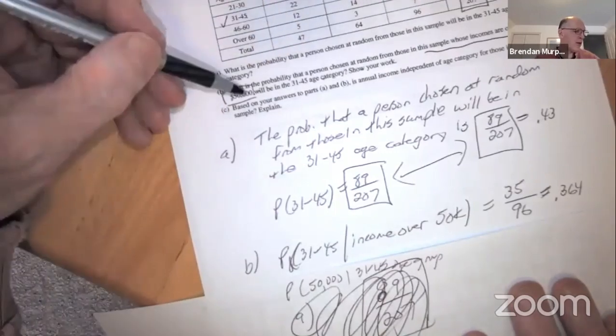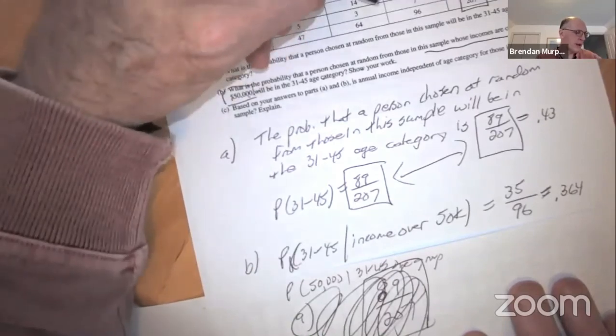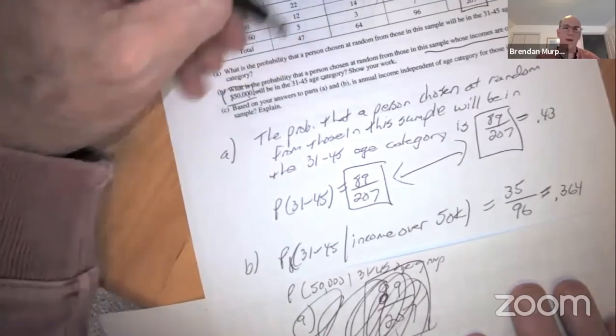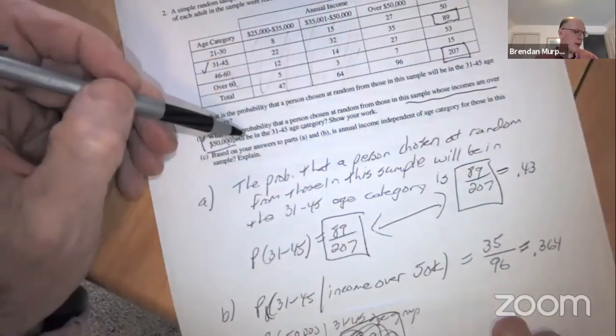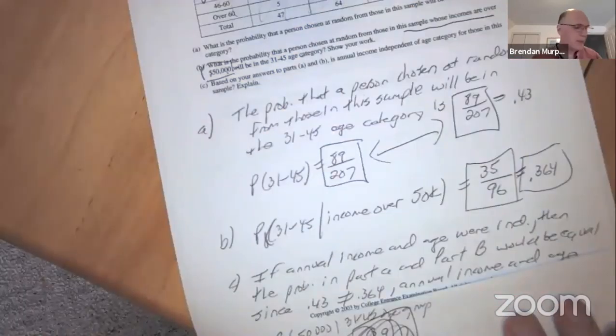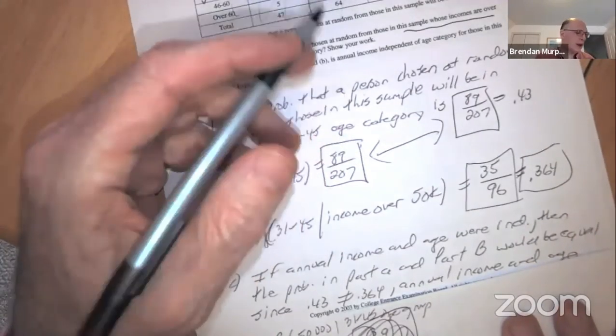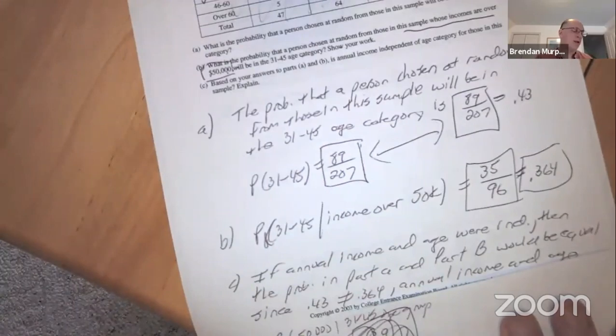Whose incomes are over 50,000. So that feels like that's my condition, over 50,000, right? I think I only want to look at those folks over 50,000. You will be in the 31 to 45 age category. So conditional probability, there's sort of my formula, 35 over 96, .364. Again, please show us some work, whether it's in words or math symbols or something. We really don't like, and we don't typically give full credit for what we call bald answers.